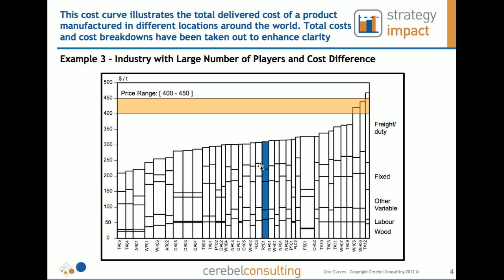The price in the market is basically at the level of the highest cost player. So the cost curve can help you showing this. Again, all numbers have been taken out of that cost curve because there are 36 players shown here, and it would overcrowd the chart too much if all numbers were shown. But we've highlighted in the middle a single player in a different color here in blue to show the relative cost position of that player compared to other alternatives around the world.